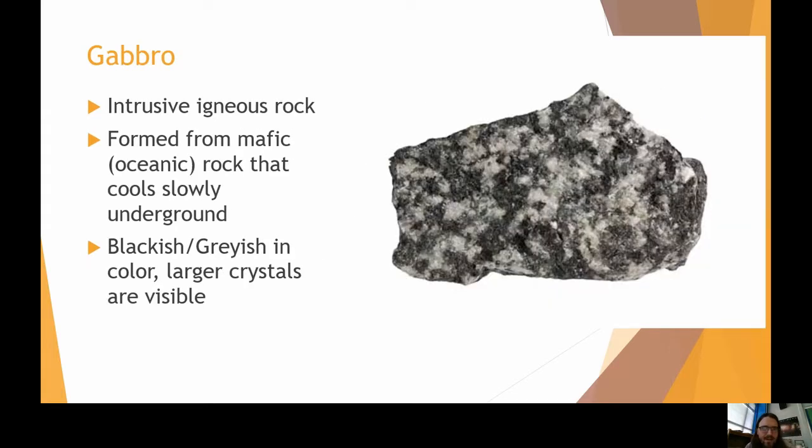Gabbro is kind of like granite. It's another intrusive igneous rock, but this one is found in oceans. So this is a mafic rock. So basically, it would be if we had lava that was mafic. So chemically, it was oceanic and mafic rock. If it cools very quickly, it ends up being basalt. If it cools slower underground, it ends up being gabbro. And this is blackish or grayish in color, and you can see larger crystals are typically present, like this picture.